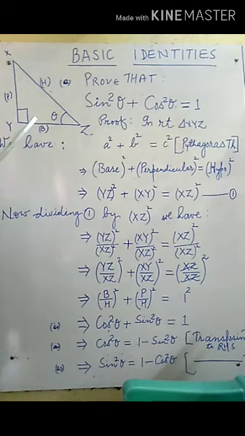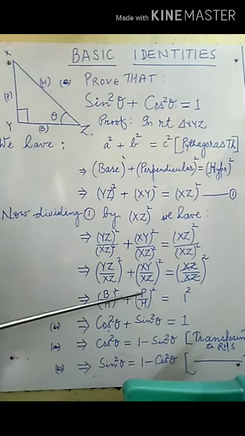yz is the base. What is xz? xz is the hypotenuse. So this one is b for base and h for hypo, so (b/h)^2 is as it is, plus. What is xy? xy is the perpendicular, so p indicates perpendicular and xz is the hypo.